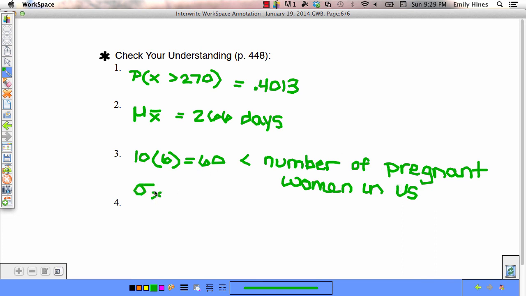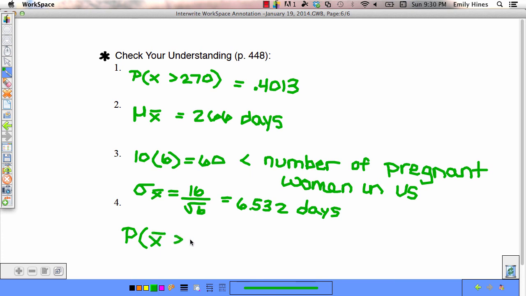The standard deviation of my sample mean would be my original standard deviation of 16 divided by the square root of 6, which is about 6.532 days. And in number 4, it's asking me, all right, what's the probability that the mean of these 6 women is greater than 270? And I'm expecting it to be less than the 0.4. And in fact, when I do the math, it ends up being 0.2709.